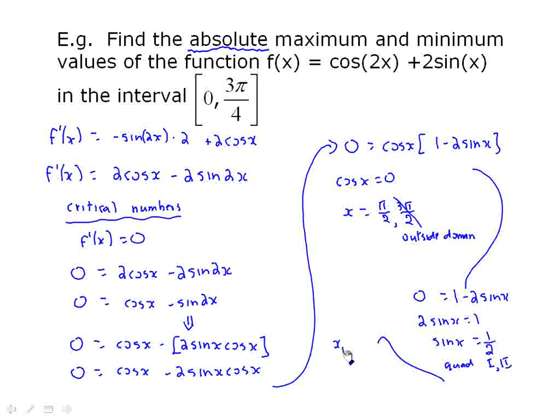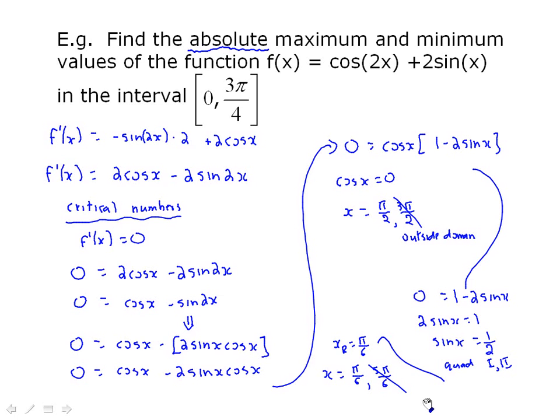The reference angle is pi over 6. We know that special angle. So without even drawing it, in quadrant 1 we have pi over 6. Quadrant 2 we have 5 pi over 6. Well, 5 pi over 6 is also outside of the domain. We don't get to keep it. So really we just have two critical numbers within this domain.